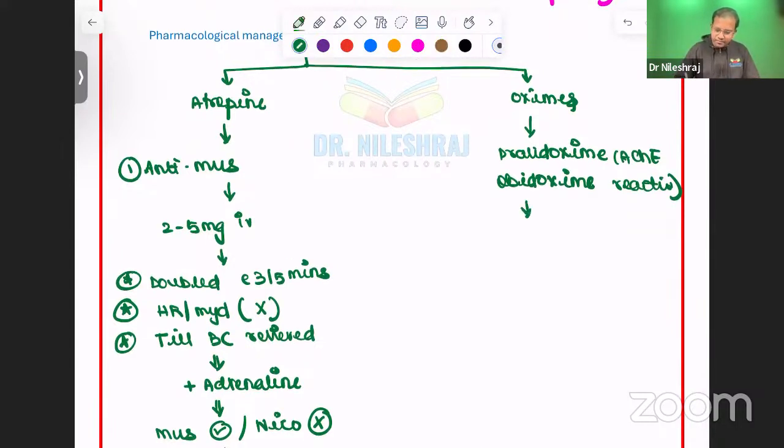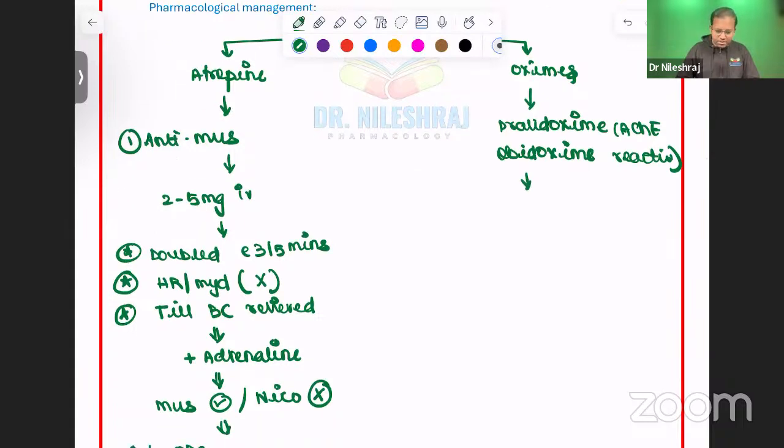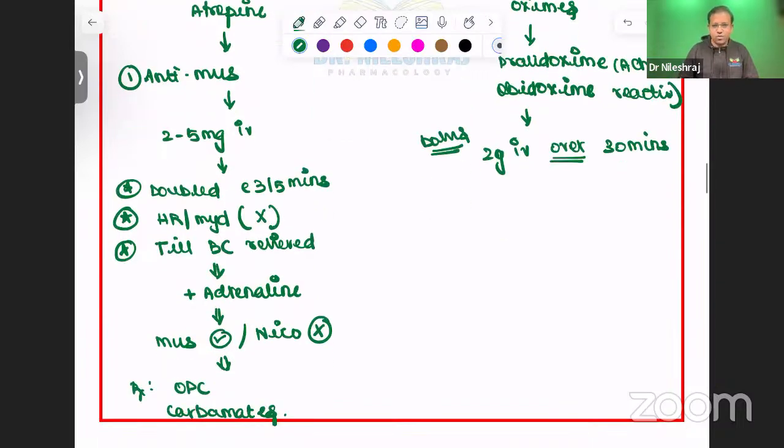The next one. What's the usual dose which we administer? We usually administer around 2 grams via IV route. As I've told, is it going to be faster or slower? We have to administer it on a slower basis. That's why we have to administer it for 30 minutes. The bolus dose must be given over 30 minutes. Slowly we have to administer.